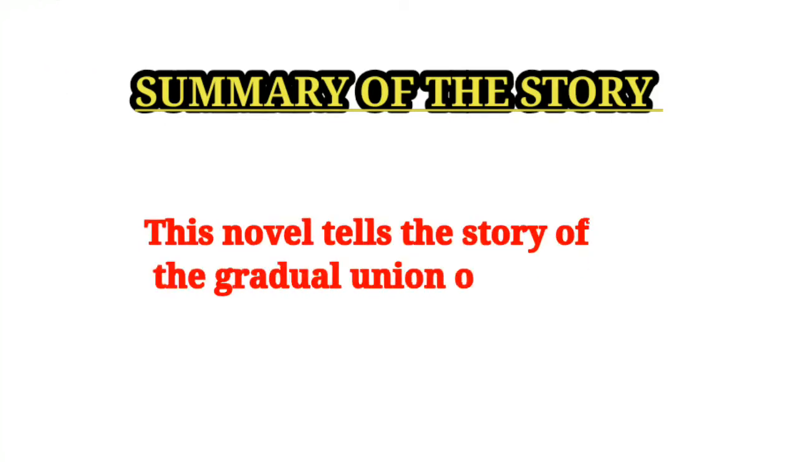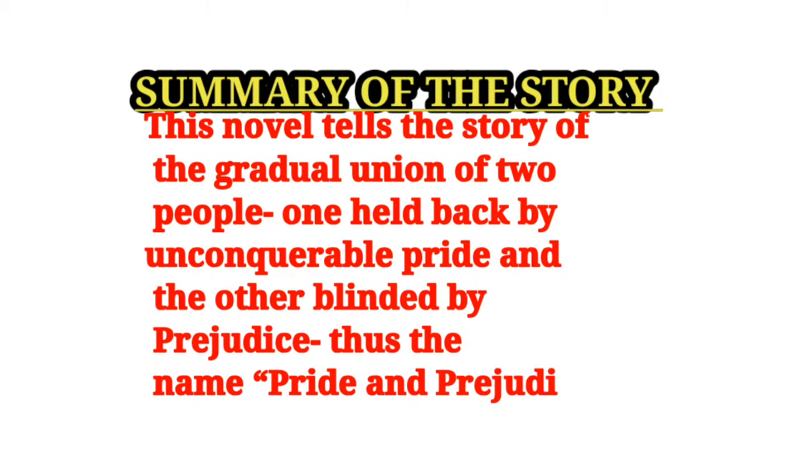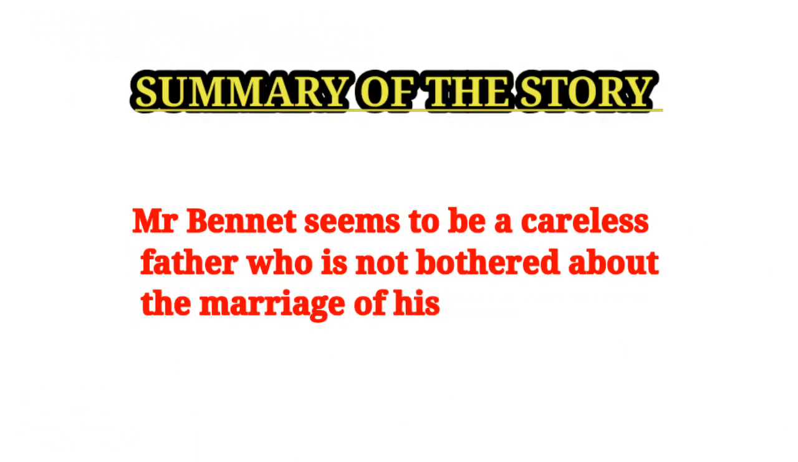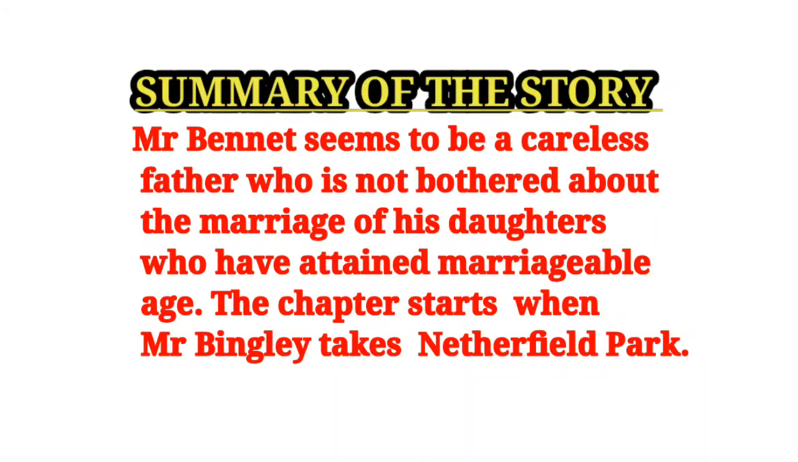This novel tells us the story of the gradual union of two people, one held back by unconquerable pride and the other blinded by prejudice. Thus, the name Pride and Prejudice. In this story, Mr. Bennet seems to be a careless father who is not bothered about the marriage of his daughters who have attained marriageable age. The chapter starts when Mr. Bingley takes Netherfield Park.